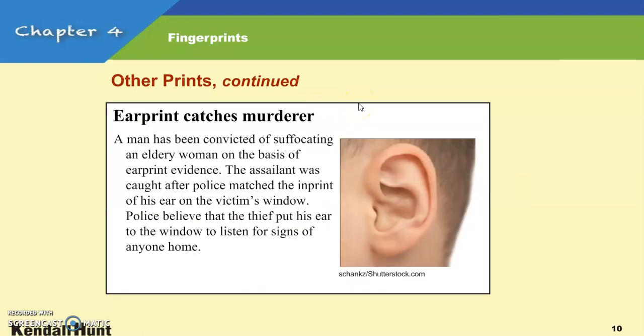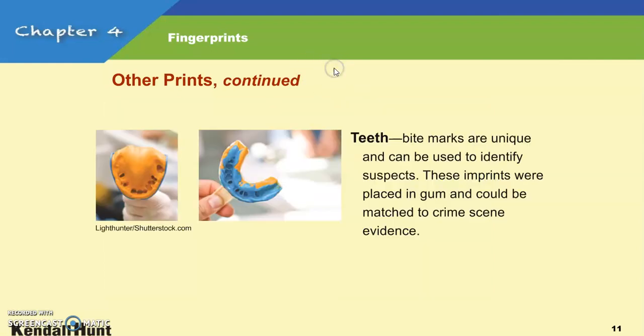And this is interesting. Ear print. An ear print catches a murderer. A man has been convicted of suffocating an elderly woman on the basis of ear print evidence. The assailant was caught after police matched the imprint of his ear on the victim's window. Police believe that the thief put his ear to the window to listen for signs of anyone home. And again, the assailant would be the criminal.